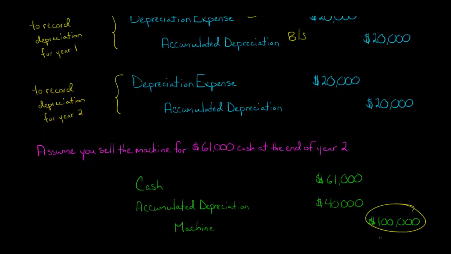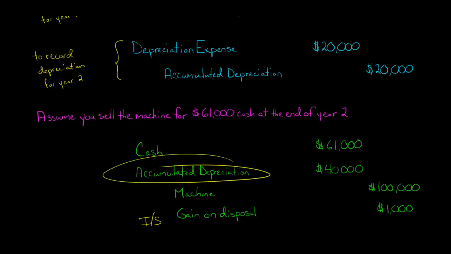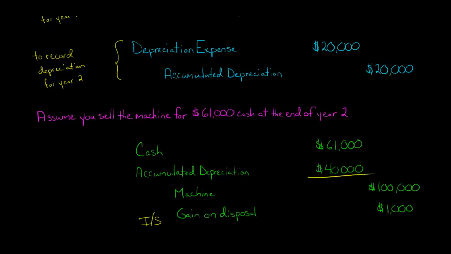We can't have that. We need our credit of $1,000, and that is going to be a gain. It's going to be a gain, which is going to go on the income statement, and just like revenue, it's going to increase the company's profit. So we're going to have a gain on disposal of $1,000. So now our debits equal our credits. So when you dispose of a machine early, you have to debit the accumulated depreciation account so you can get rid of any accumulated depreciation associated with the machine that is being disposed of.